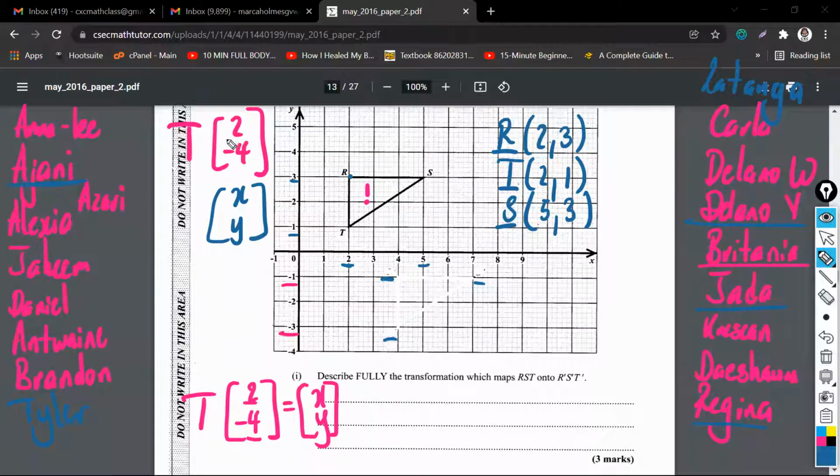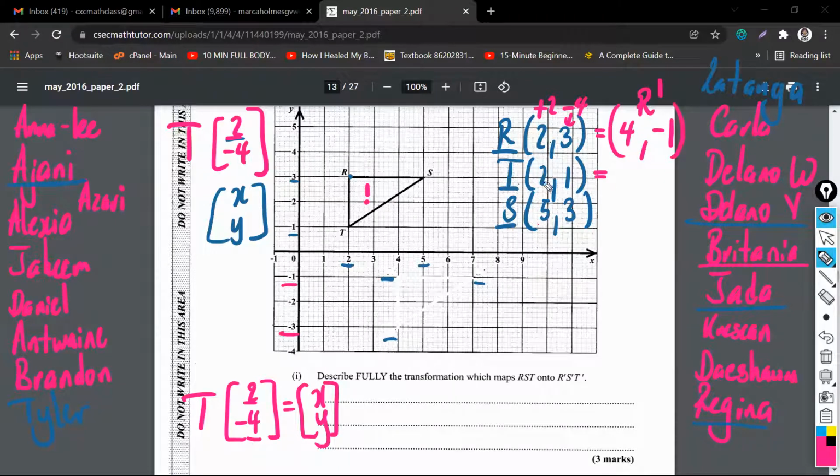So what would you do? Remember, you're supposed to just add them, right? Yes, sir. So would it just be 4 and negative 3? Well, I would add the 2, the X, to this 2, and I would add minus 4 to this 3. Negative 1. So you should get 4, minus 1 for the new point for R prime. Does that make sense? Yes, sir.